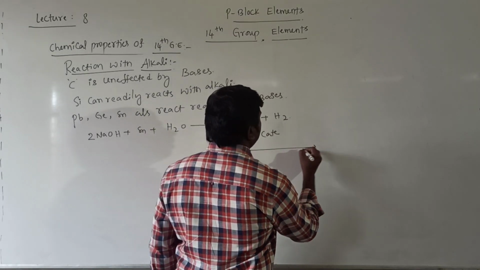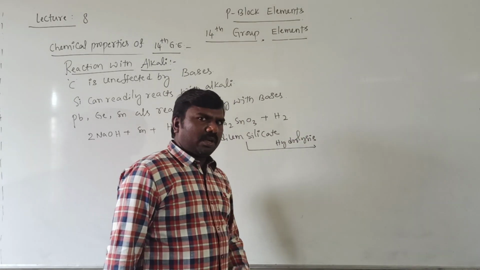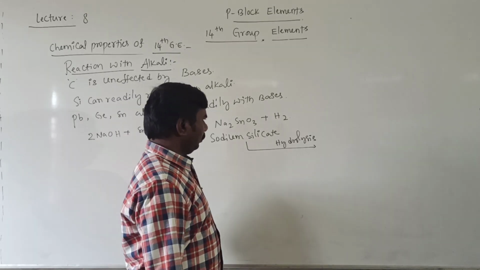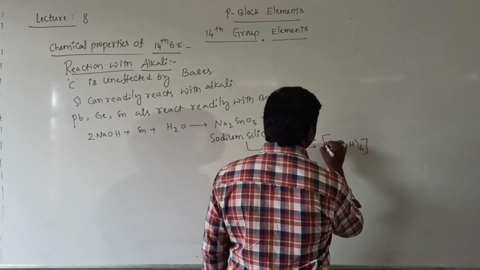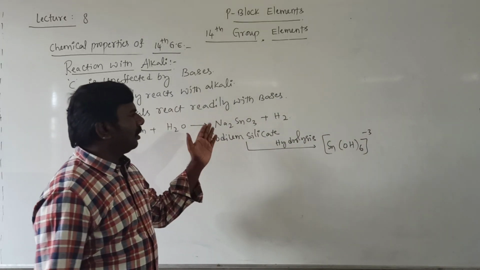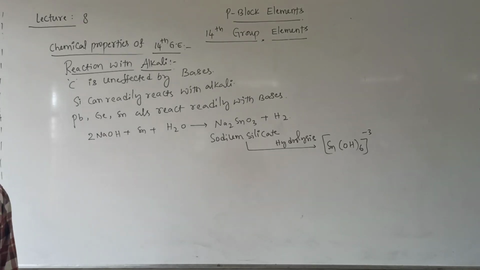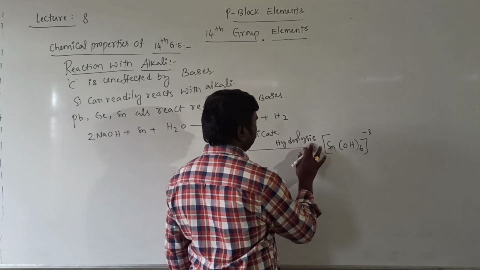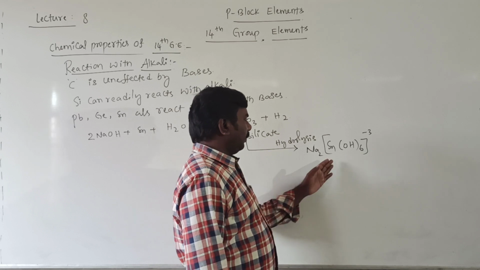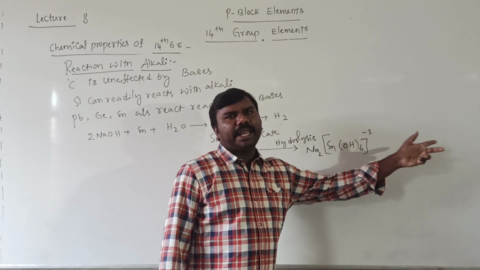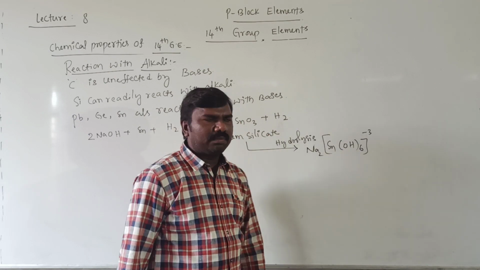This is on hydrolysis. It means on solvation or on interaction with water. Then it gives Na2[Sn(OH)6]. Sodium hexahydroxystannate will be formed. It means 6 bonds around the tin will be formed.